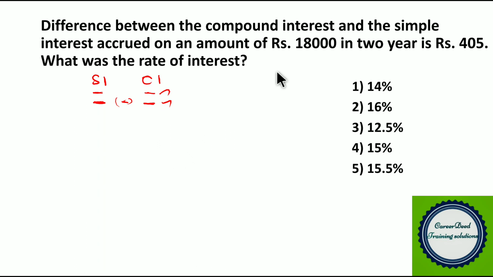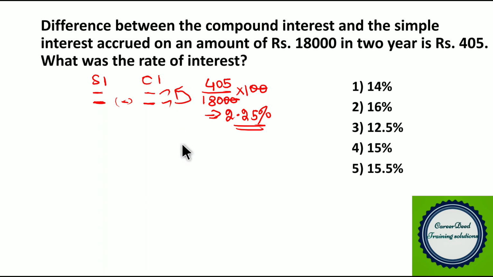Similarly, you are getting a 405 rupees difference between the simple and compound interest at the second year for 18,000 rupees. So you have to find what percentage this 405 is of this 18,000 rupees. When solving, you get 2.25 percent. So this 405 is 2.25 percent of the 18,000 rupees, and this 2.25 percent is the interest on the previous year's interest.